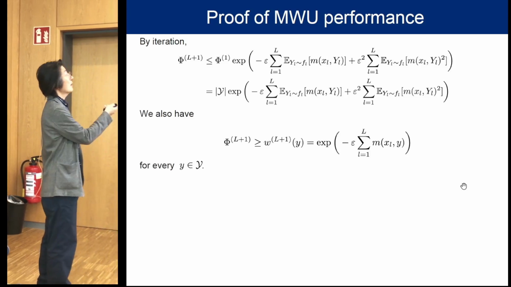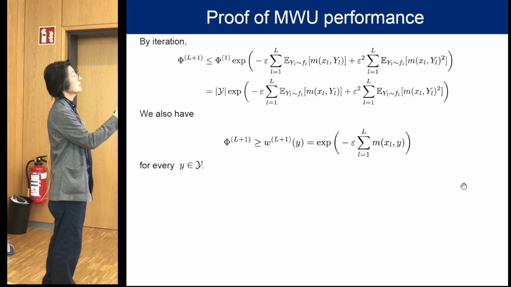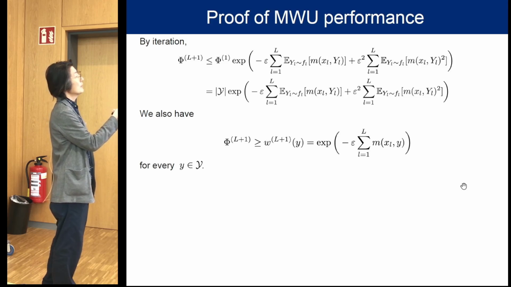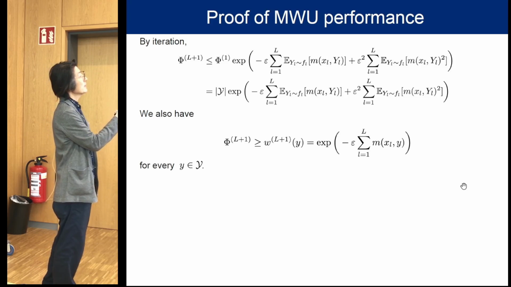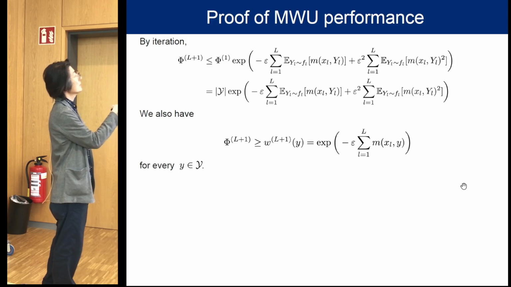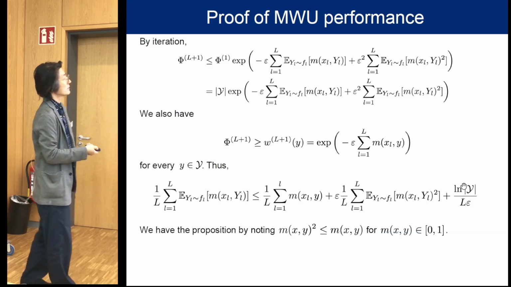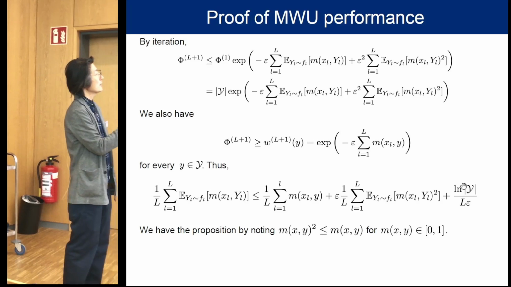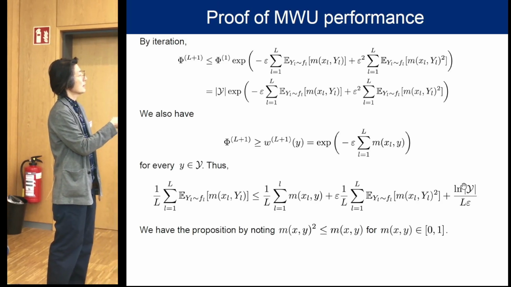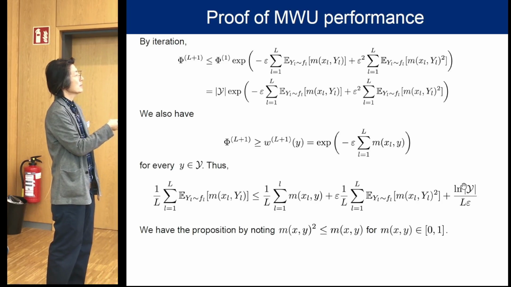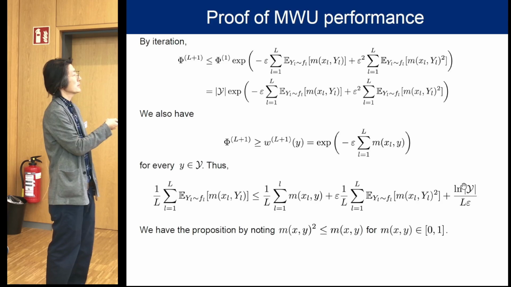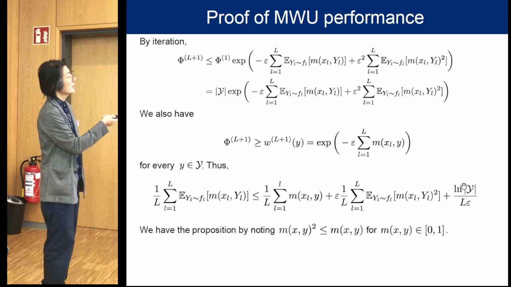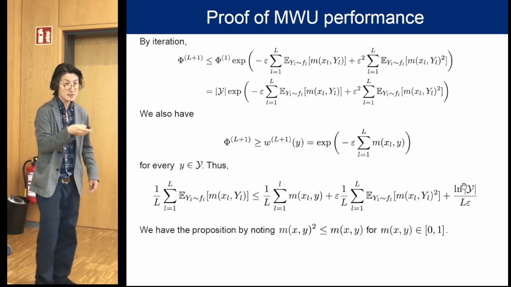On the other hand, Φ_{L+1} can be lower bounded by W_{L+1}(y) for any y, which is given by this. So by combining this and this, we get a bound like this. And finally, here we have cost squared, but cost is in this range, so cost squared is less than cost itself. By moving this term to the left-hand side, we can get the desired bound.